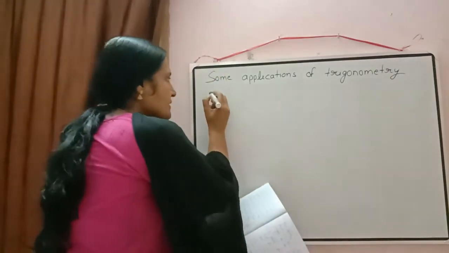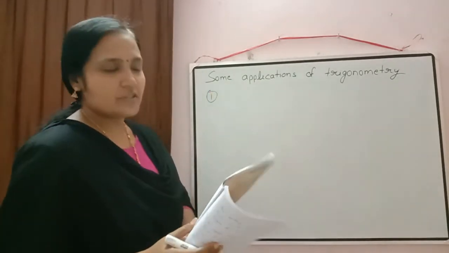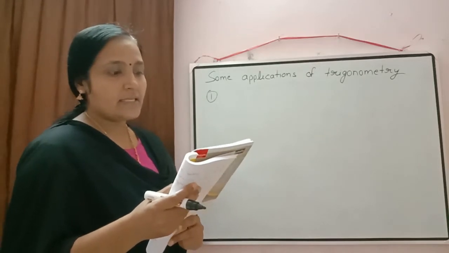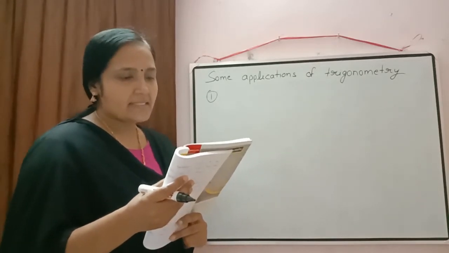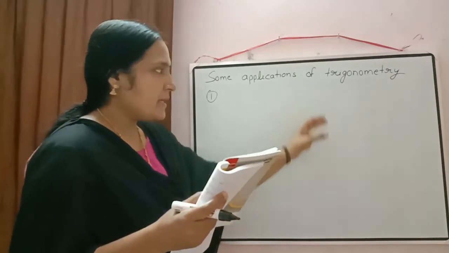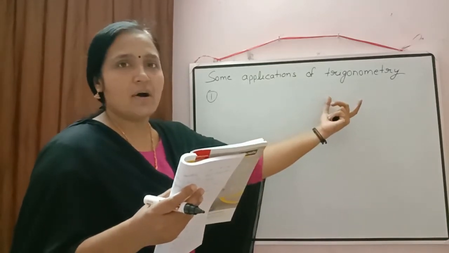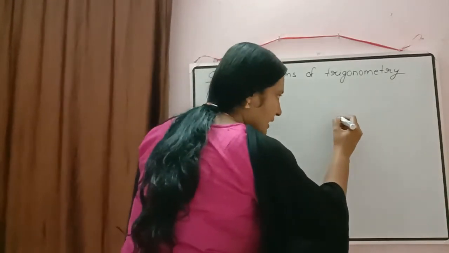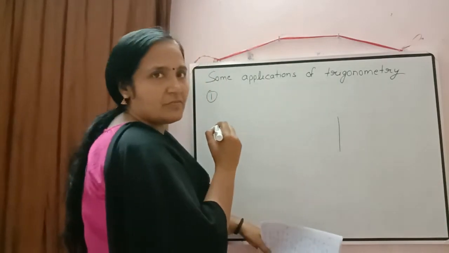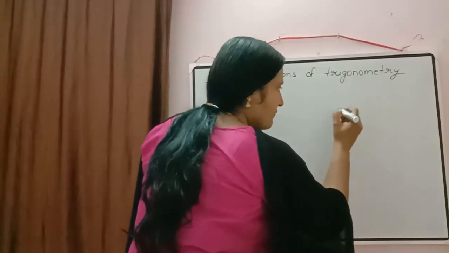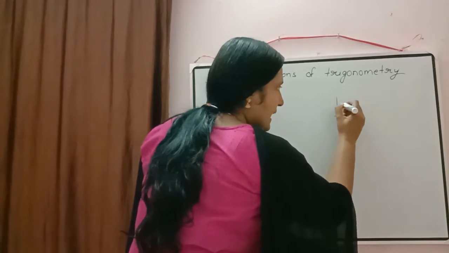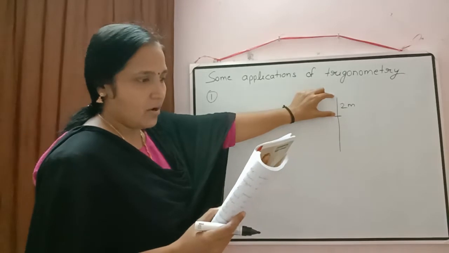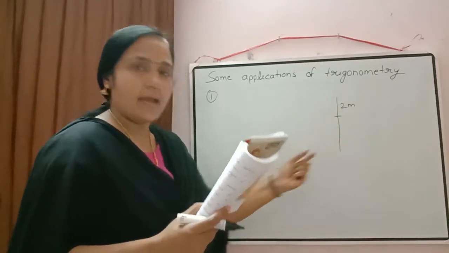Okay, let's check the first question. It is given that a statue 2 meter tall stands on the top of a pedestal. Pedestal means the base. We make a base to put the statue on, and that is called the pedestal. So suppose we have a pedestal here, and on this pedestal we have a statue whose length is 2 meter. So a statue 2 meter tall stands on the top of a pedestal.